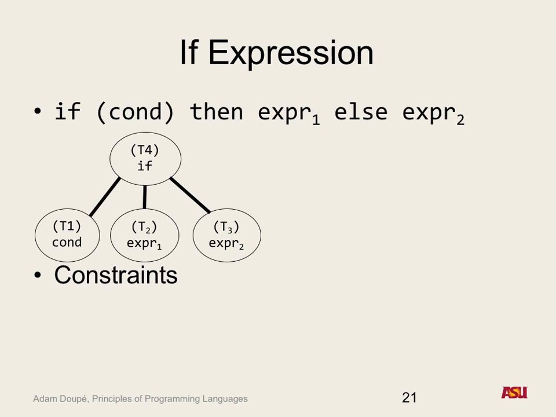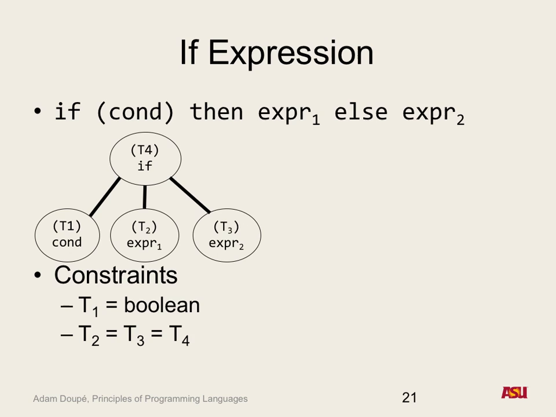And as we said, expressions return things. So an if statement returns either expression 1 or expression 2. Therefore, the return of an if expression is T4. So T4 has to be the same as T2 and T3. So those are our constraints here.